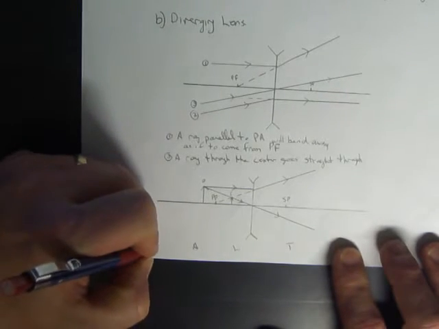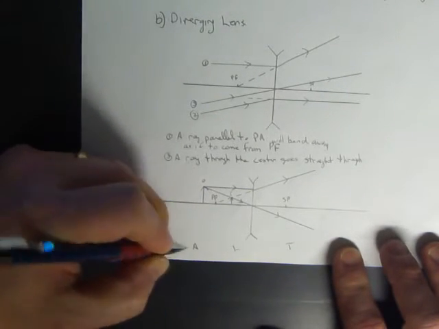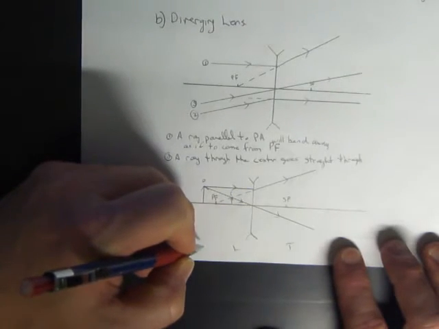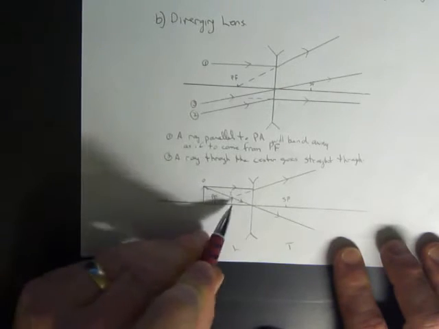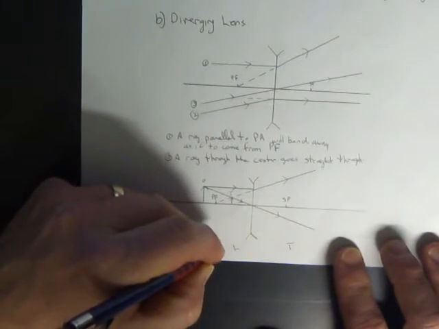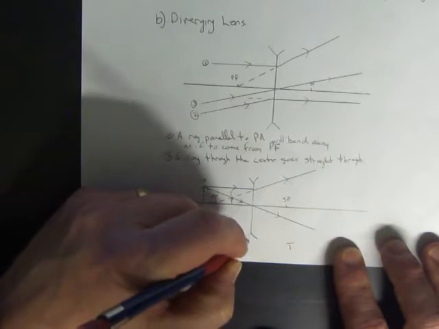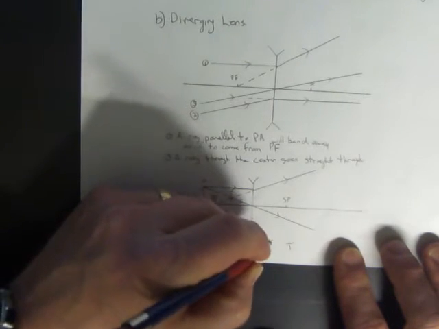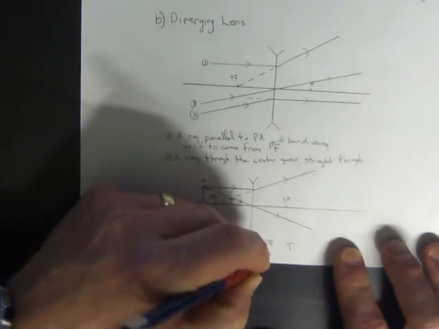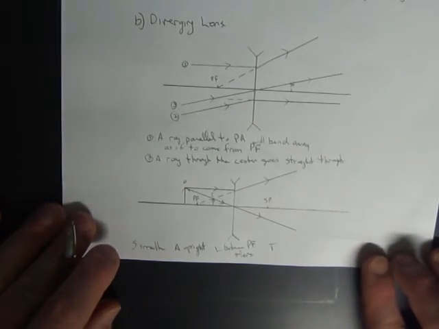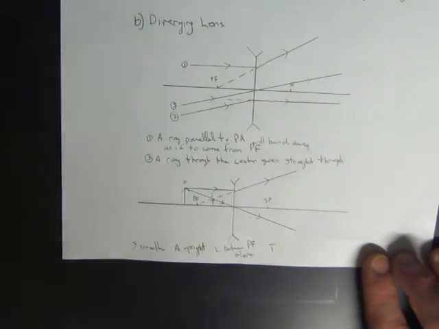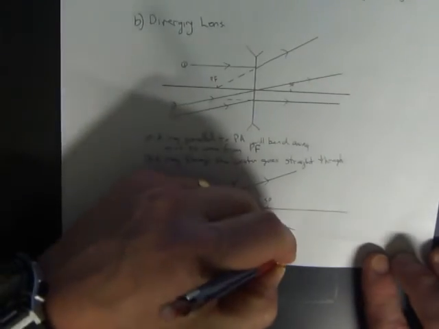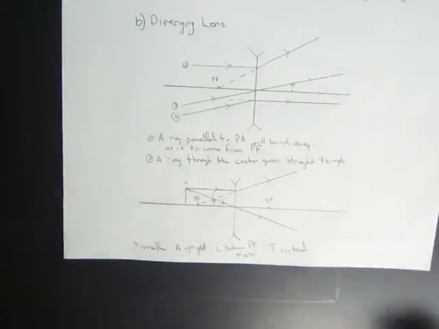Size, Max? Smaller. Attitude, Jake? Upright. Location: between PF and the lens. And the type. What type is it? Nolan? Virtual. It's on the front side. We don't expect images to be on the front side of a lens. Virtual. Okay.